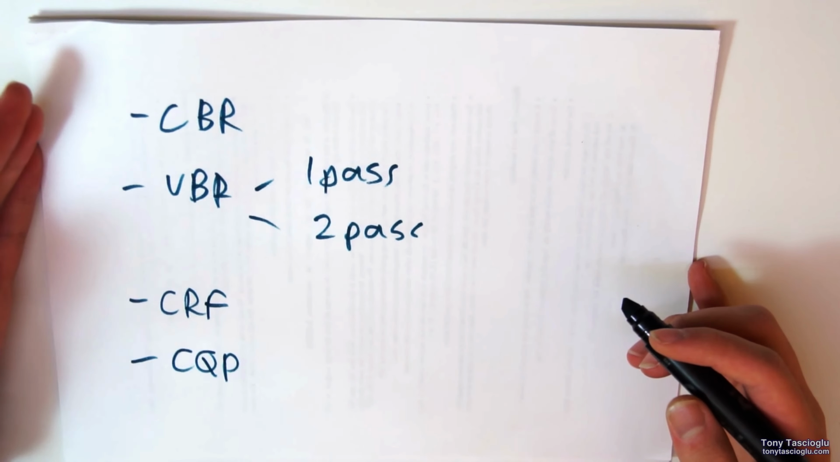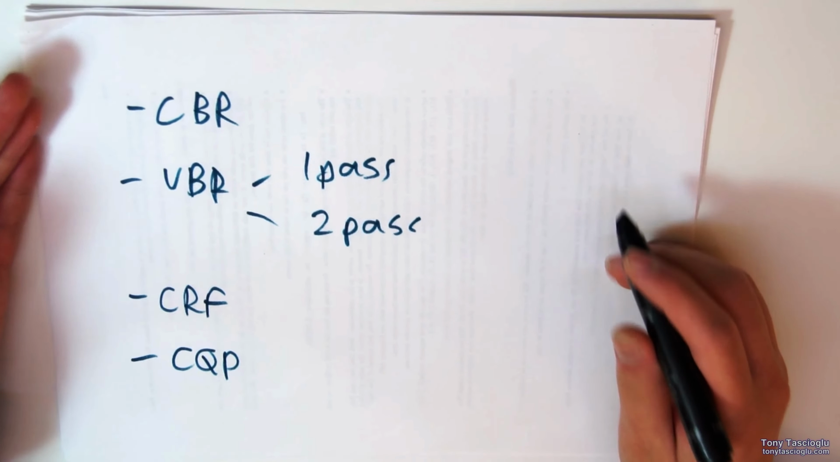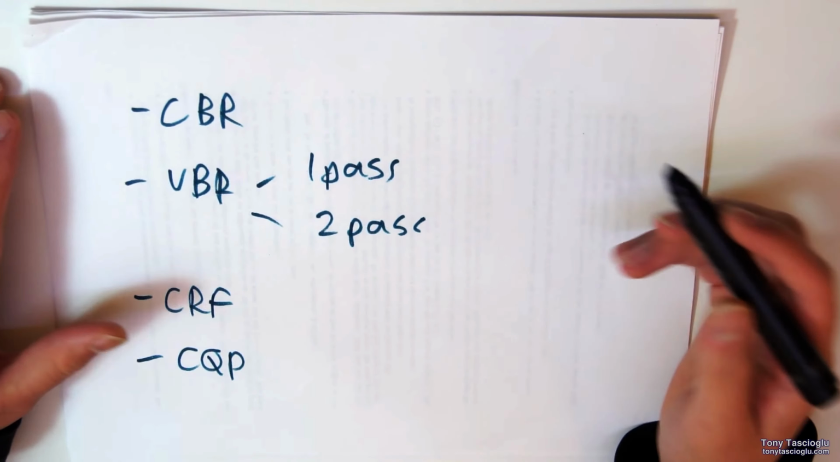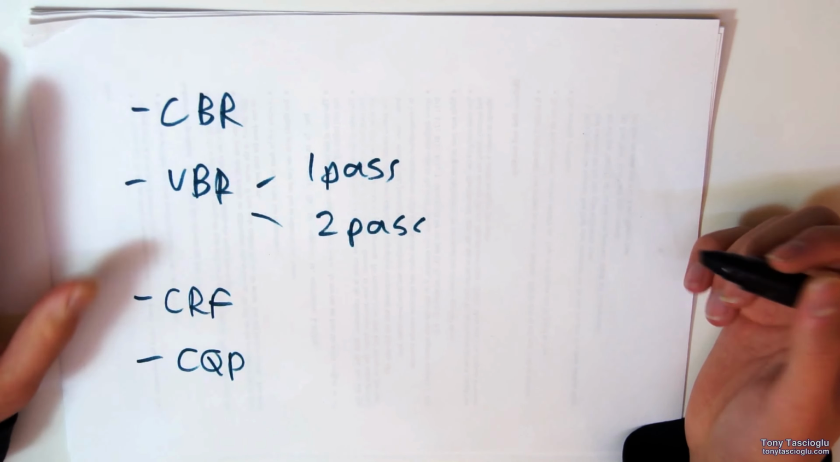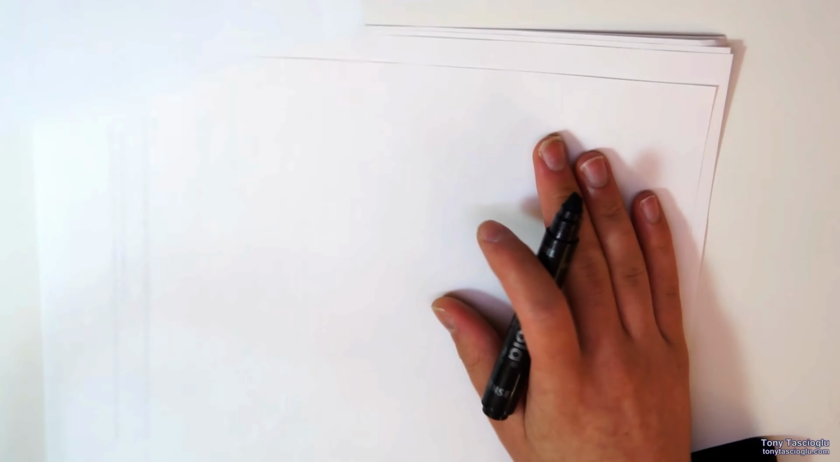What are all of these? How do they affect your video? And which should you use? In this video, I would like to discuss what these all mean and their different advantages and disadvantages. So let's start with the simplest.